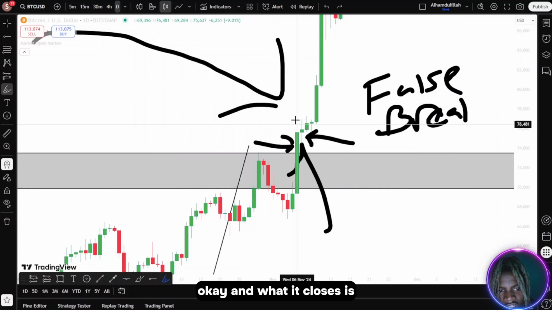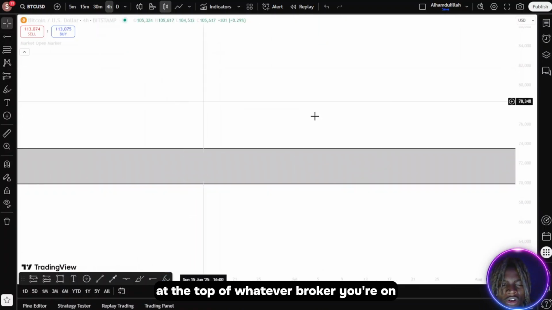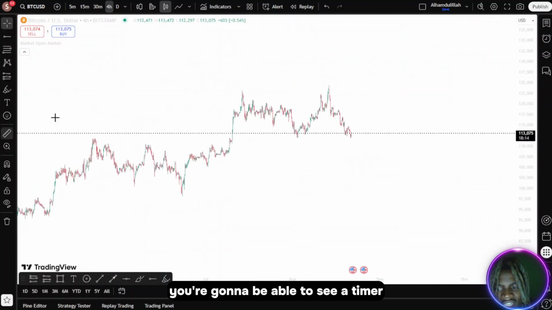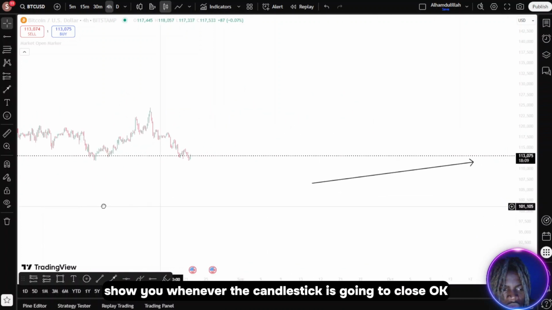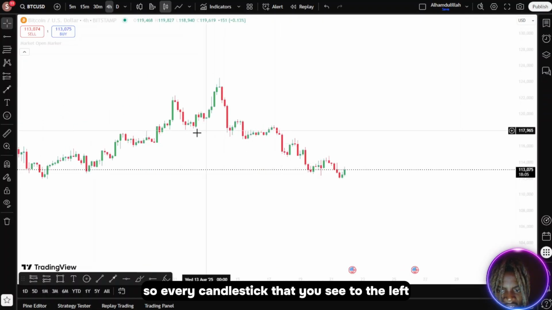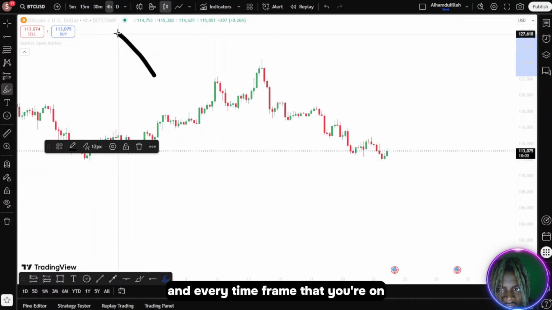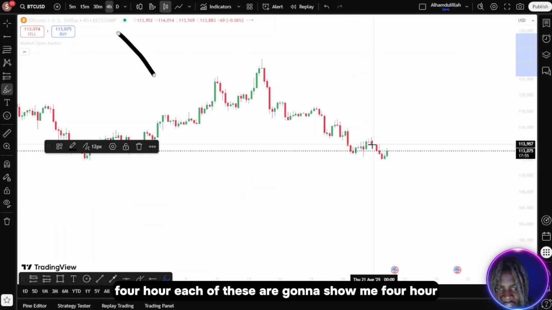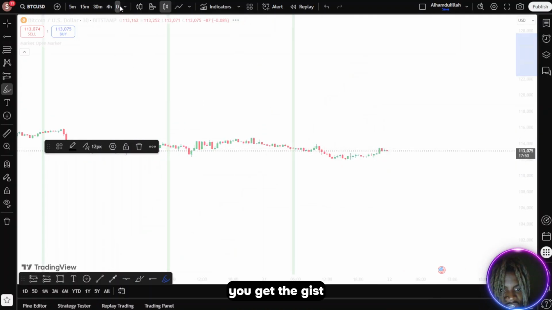What a close is: you can look at the time frame at the top of whatever broker you're on, and to the top or to the right, you're going to be able to see a timer. That timer shows you when the candlestick is going to close. Let's talk about what a close is. Every candlestick to the left has happened already in the past. If I'm on the daily, each of these candlesticks shows me a day. On the 4 hour, each shows me 4 hours. On the 30-minute, each shows me 30 minutes. You get the gist.